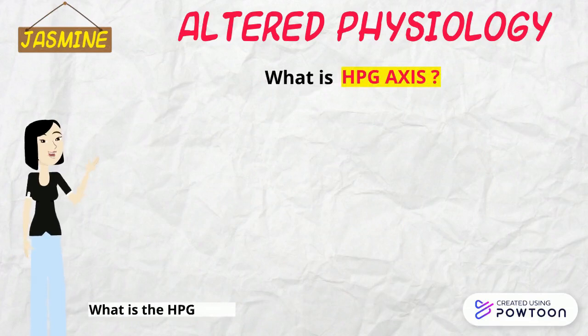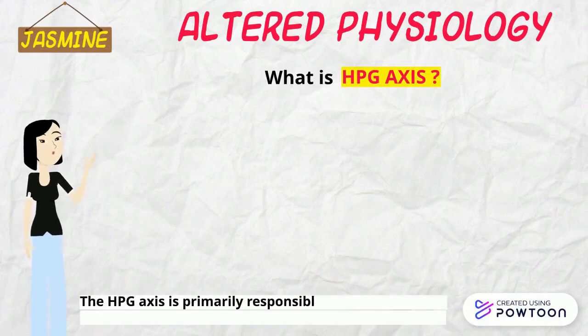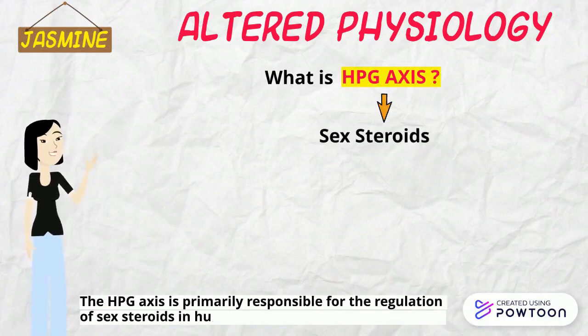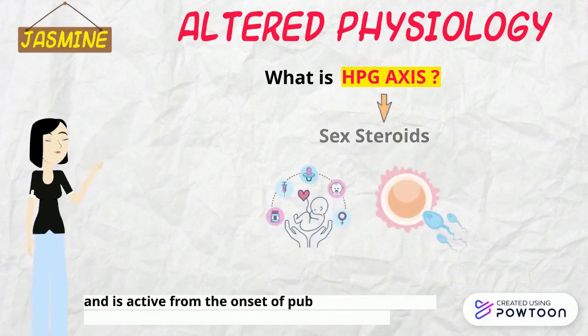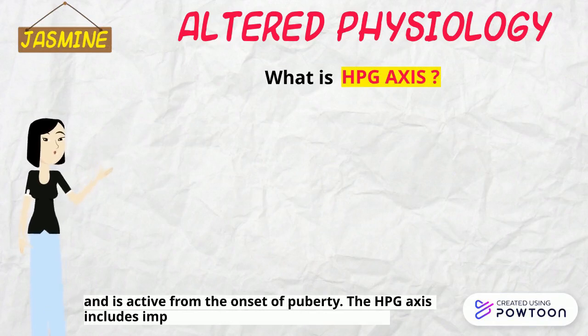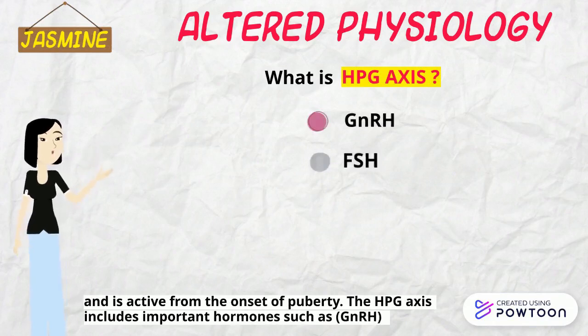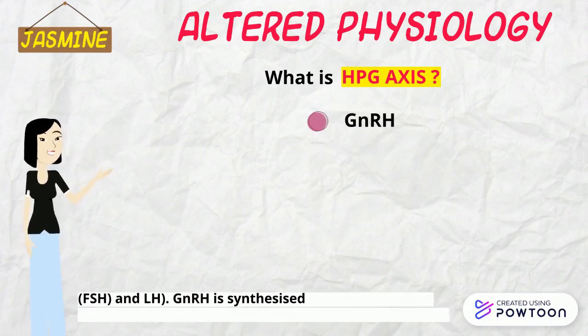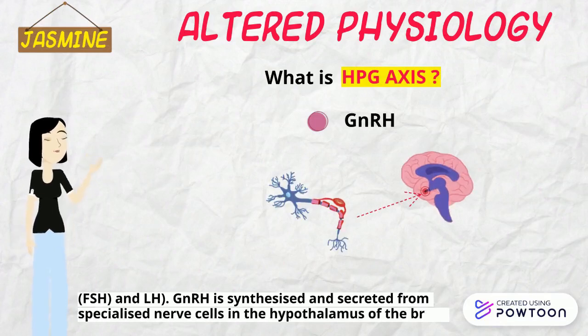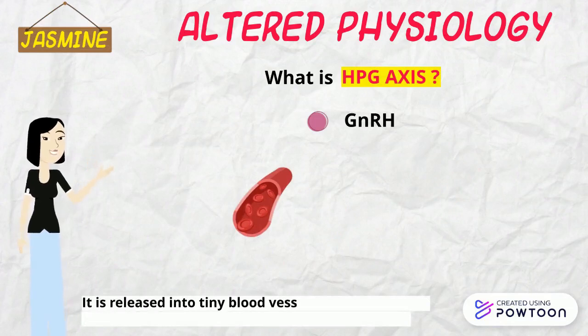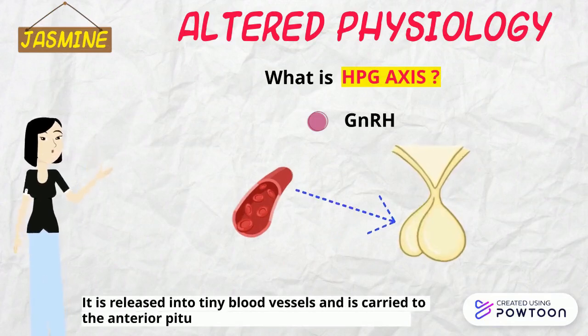So what is the HPG axis? The HPG axis is primarily responsible for the regulation of sex steroids in humans for reproduction and fertility and is active from the onset of puberty. The HPG axis includes important hormones such as GnRH, FSH, and LH. GnRH is synthesized and secreted from specialized nerve cells in the hypothalamus of the brain. It is released into tiny blood vessels and is carried to the anterior pituitary gland.